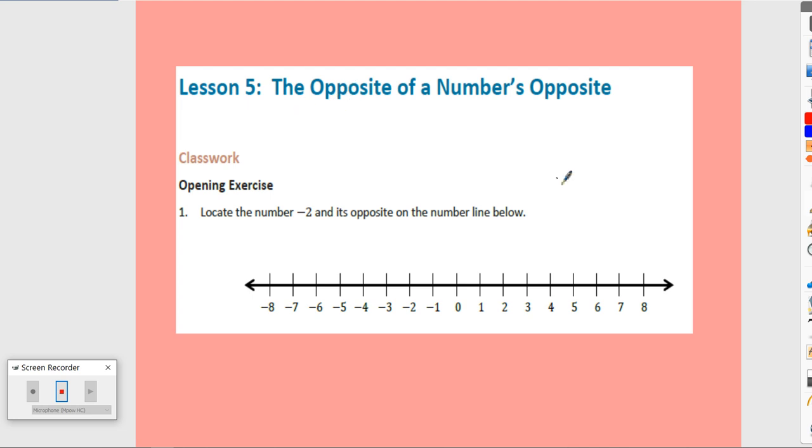So looking at page 41 in your book, we're looking at number 1. It says locate the number -2 and its opposite. So really easy to do. Let's go ahead and plot that. Go over, plot our point for -2. And its opposite, well, we learned that if it was 2 units to the left, the opposite is 2 units to the right. And we go ahead and plot that also.